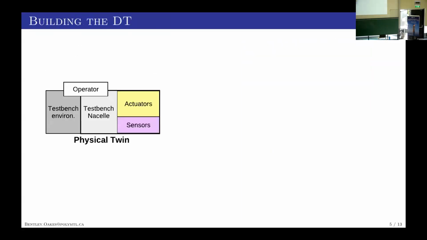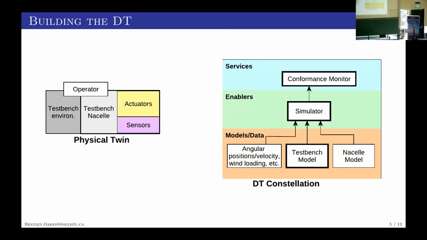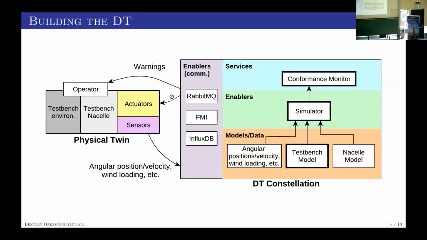So building the digital twin, here I'm instantiating that figure I showed before. We have the physical twin with the nacelle, which has some actuators and sensors. Then we build up the digital twin constellation and say, okay, we want to have that conformance monitor service. So we need a simulator, and for that simulator, we also need all those models. We need the data: the angular positions, velocity, the test bench model, and the nacelle model. The data will come from our physical system, and we'll use these enablers to get that data and also send some warnings over to the operator.